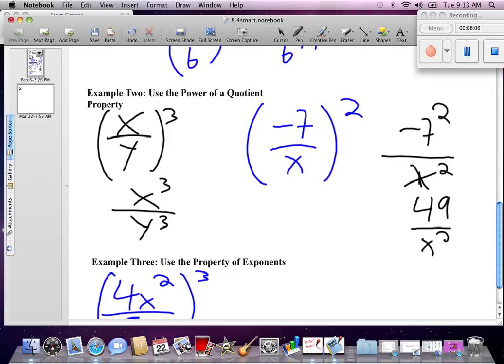Very nice. Remember, when you have something negative, when you take it to an even numbered exponent, 2, 4, 6, 8, and so on, your answer becomes positive. When it's an odd exponent, you know that your number will stay negative.